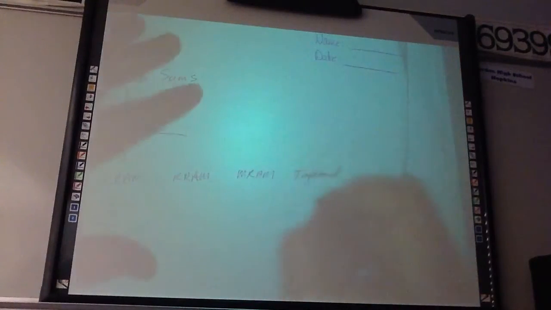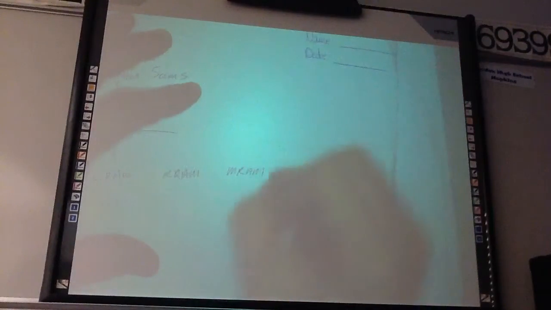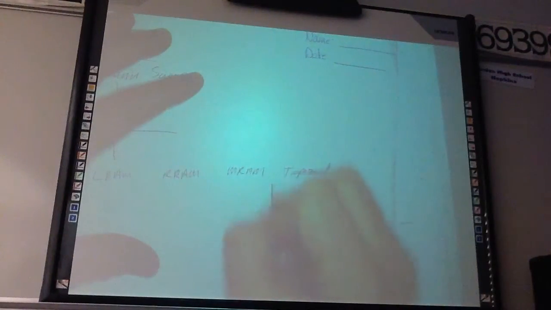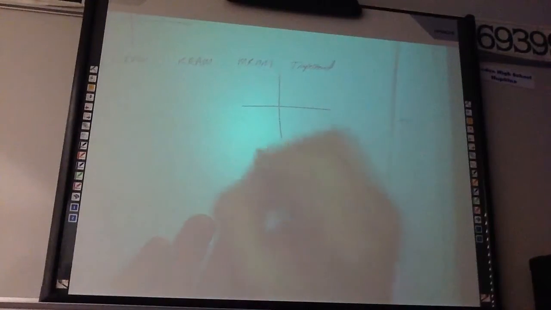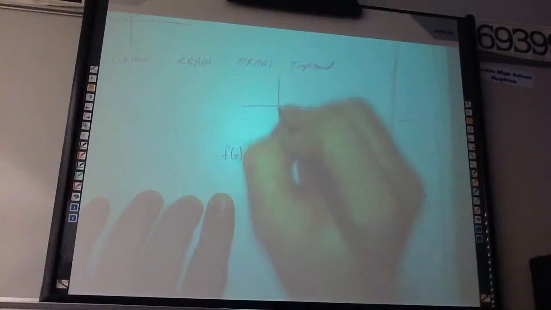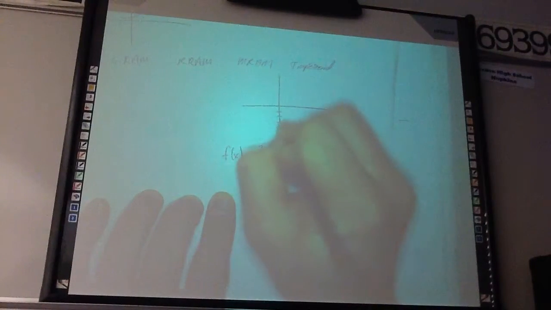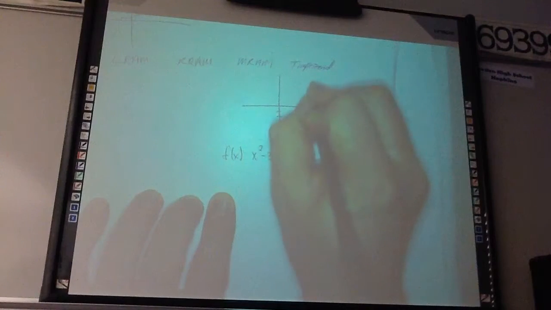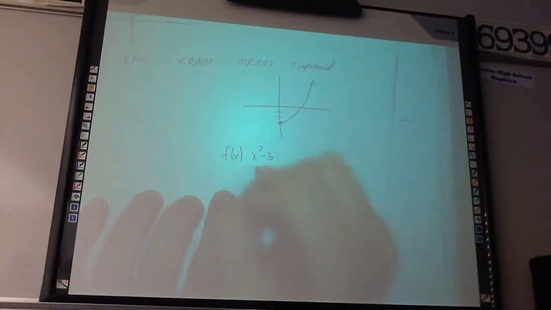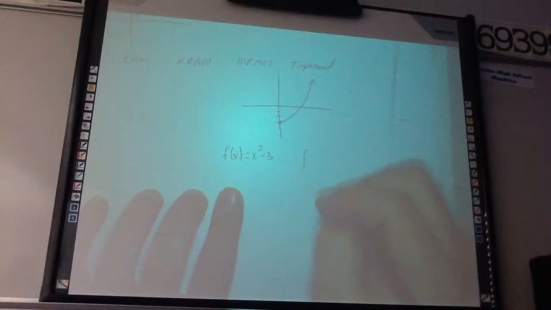Trapezoid? That'd be like, give me a function that's easy. X squared minus 3. Okay, let's say we want to find x squared minus 3. There's our function. That's just a parabola that starts down here at -3, right? Where do we want to find the area? Between what? Give me some x values. 0 and 5. 9.